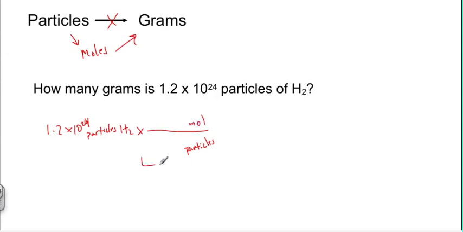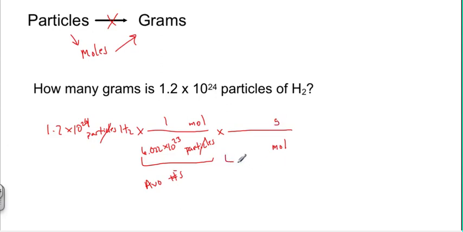And so again, if you have particles per mole, what number do you need? Hopefully you've answered this one. You need Avogadro's number, which is 6.022 times 10 to the 23rd per 1 mole. Particles are going to cancel out. We've gone straight from particles to moles. And so now we just need to go from moles to grams. And if I want to cancel out moles, I'm going to put moles on bottom. I'm going to put grams on top.